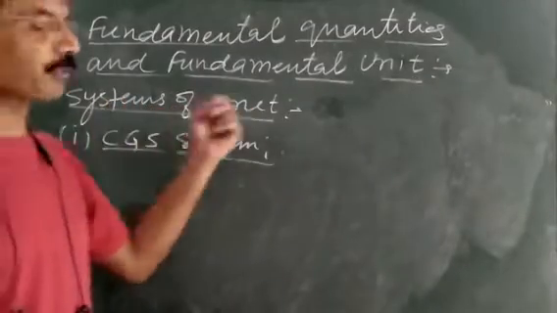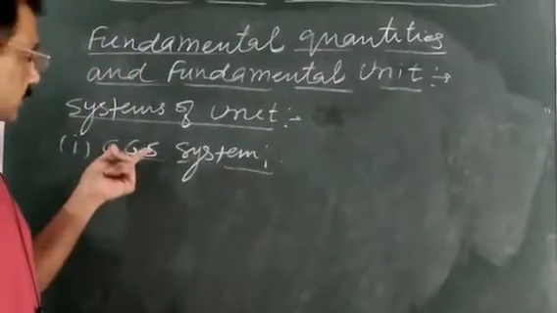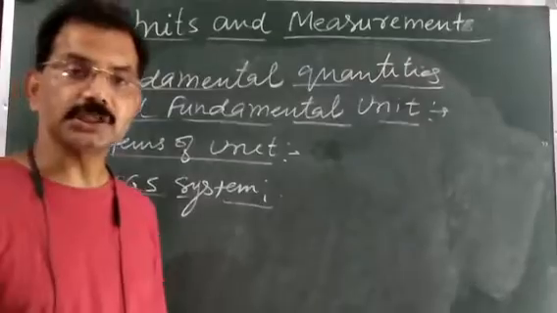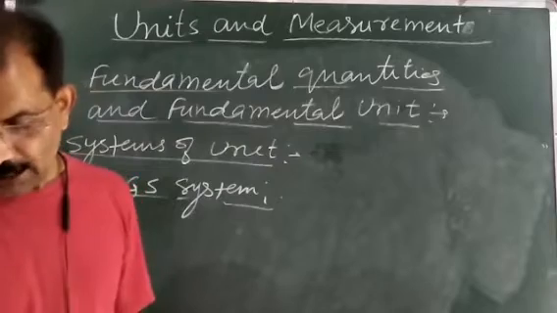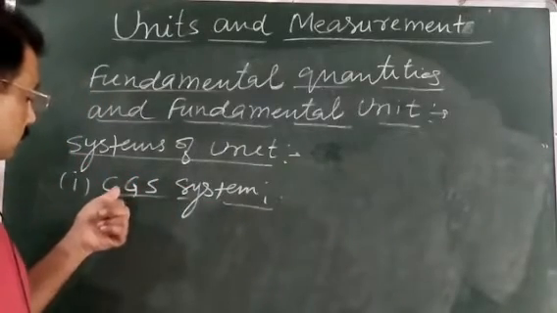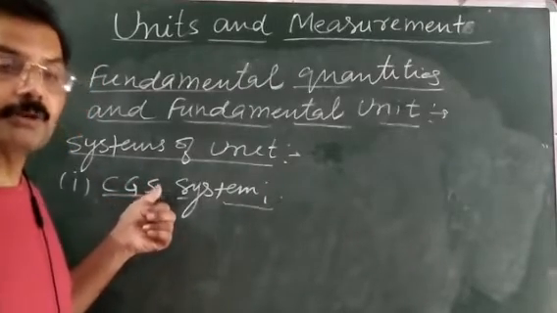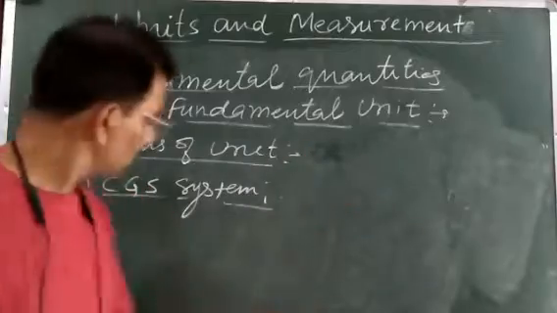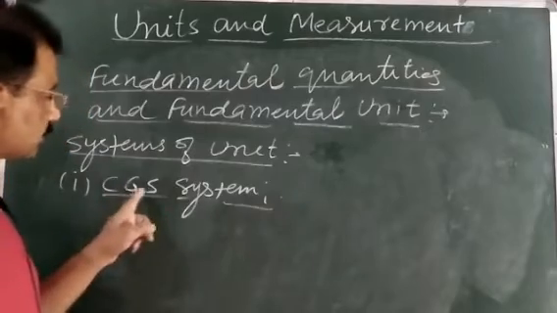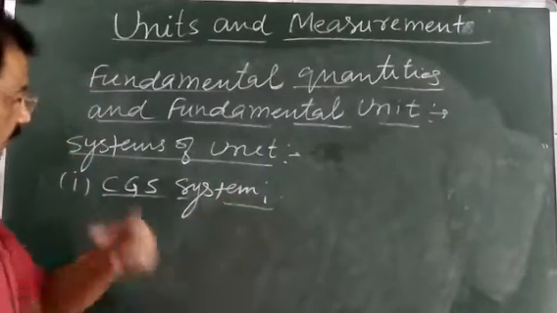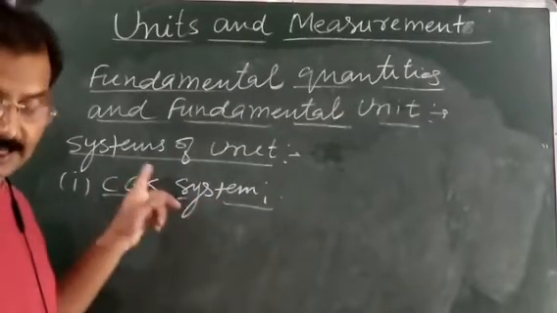Now, different systems of units are used for any measurement. Like here, the CGS system, which is also called the Gaussian system. It is based on centimeter, gram and second as the fundamental units of length, mass and time. Simply, you can say the CGS system is that system in which length is measured in centimeter, mass is measured in gram and time is measured in second.